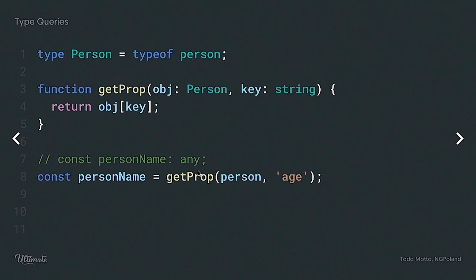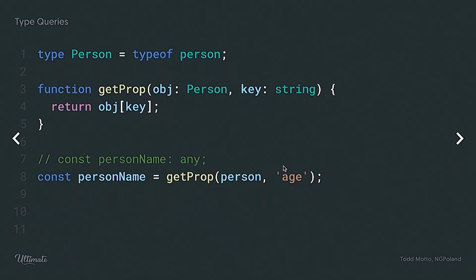So we have this getProp. Now I can see immediately that there's kind of an issue with this. So we're saying that we're passing in the person object, and I want the age property. Now there's nothing at the moment because we're saying this key is a string. So I could spell something wrong here, and TypeScript is fine with this, but there's going to be an error.